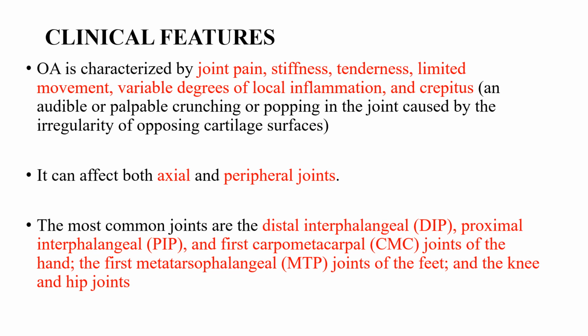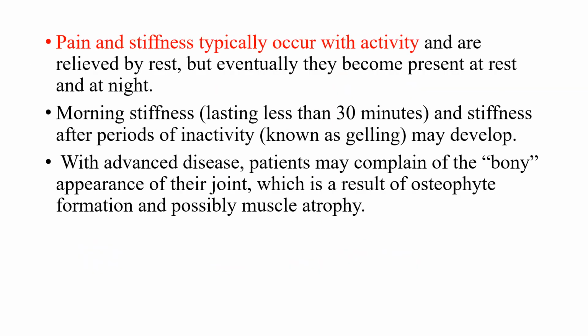OA affects both axial and peripheral joints. The most common joints are the distal interphalangeal, proximal interphalangeal, and first metacarpal joints of the hand, the first metatarsal joints of the feet, and the knee and hip joints. Pain and stiffness typically occur with activity and are relieved by rest, but eventually they become present at rest and at night also.